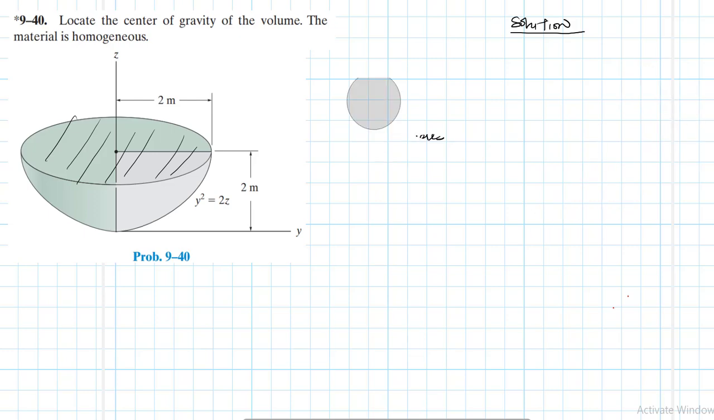So let's dive into the problem. When you look at this particular body, it is symmetrical about the z-axis. Of course, we do have the x-axis here, and from this figure we know that x bar is equal to y bar, which is equal to 0 meters. So the only location we want to find this time is along the z-axis.